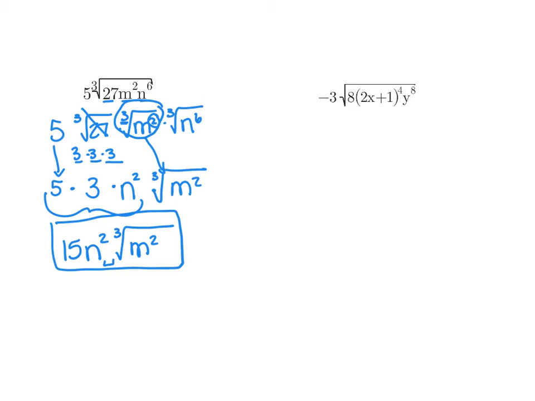All right, let's try another example. Notice here we also have a coefficient. It's in front of a square root. So I have 3 different products underneath this root. I'm going to take the square root of 8, the square root of 2x plus 1, and that's to the 4th power, and the square root of y to the 8th.